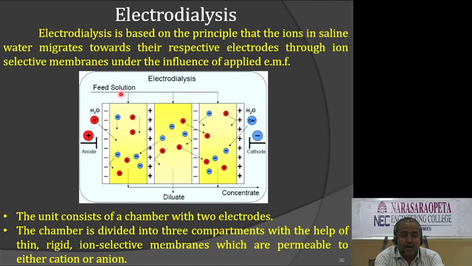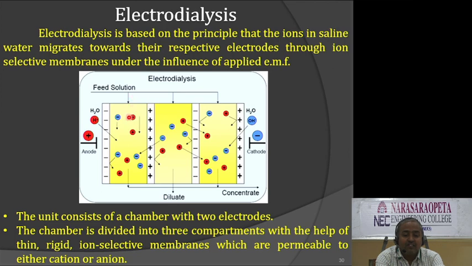After allowing the raw water into the three compartments, compartment number 1, 2, 3, by using an external power supply, we apply EMF to the anode and cathode, which are attached to the anion selective membrane and the cation selective membrane. The anode is connected to the negative ion selector, the cathode to the positive ion selector membrane.